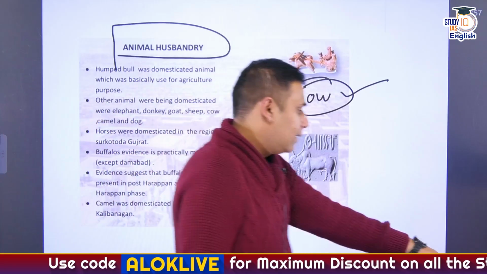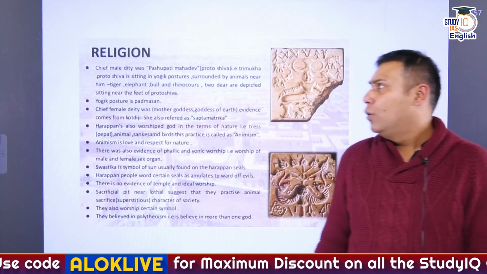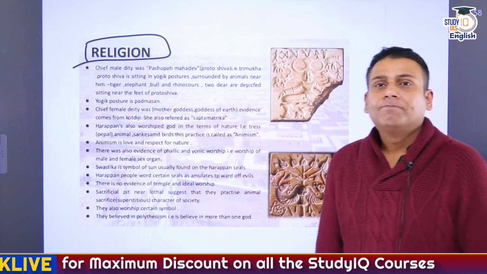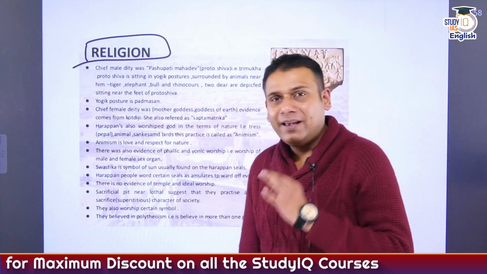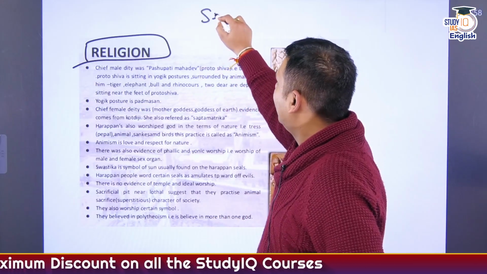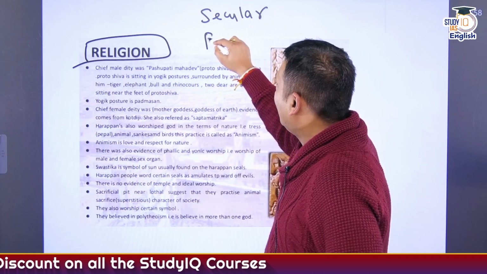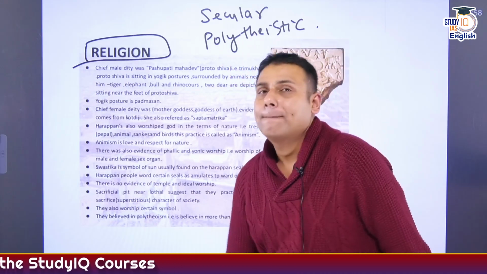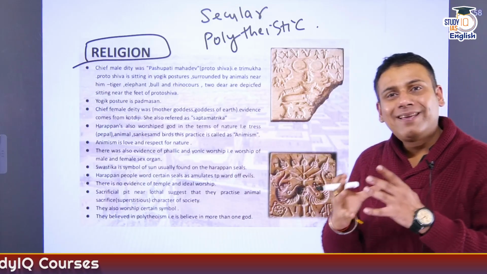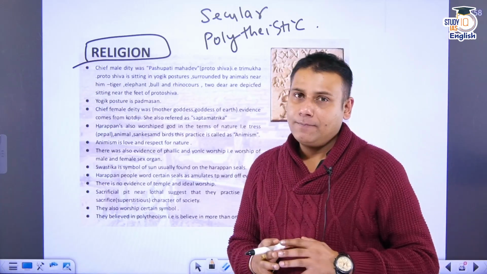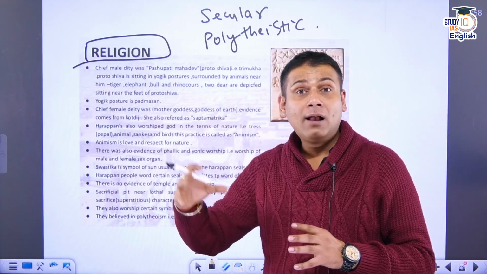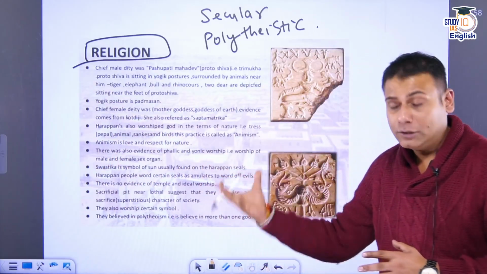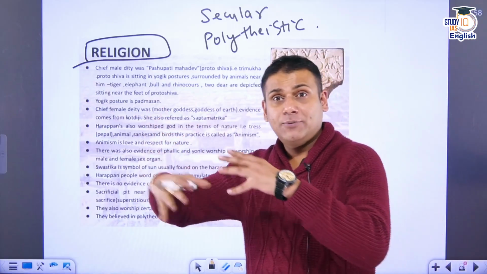Clear, guys? Now, let's speak about the religious part. There was a statement in the UPSC examination that Indus Valley religion was secular and polytheistic. What is the meaning of the word polytheistic? Monotheism means belief in one practice, and polytheism means multiple practices. So let's understand: is the statement true or false that Indus Valley religion was secular as well as polytheistic?